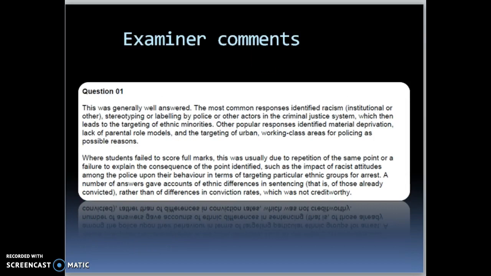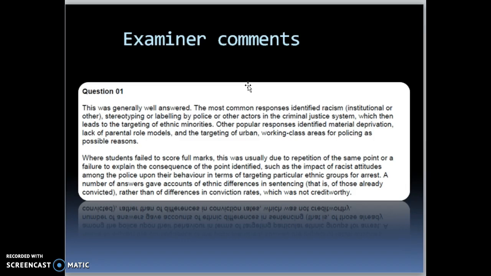So as you can see on the examiner comments, just to remind you, the examiner comments and commentaries are released after the exam, and it's a summary of how each question was answered generally, and you can gain really good insight here into what the examiner was looking for. These are available for all exam questions in all exam series, and they are available to access on AQA. So I quite like looking at these because it'll give you a good indication about really what they were looking for, which gives you a little bit more detail than what the mark scheme sometimes gives you.